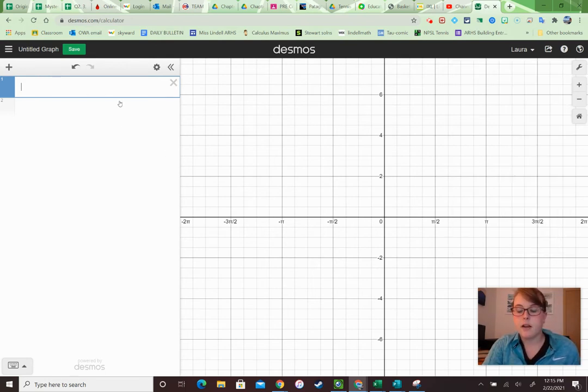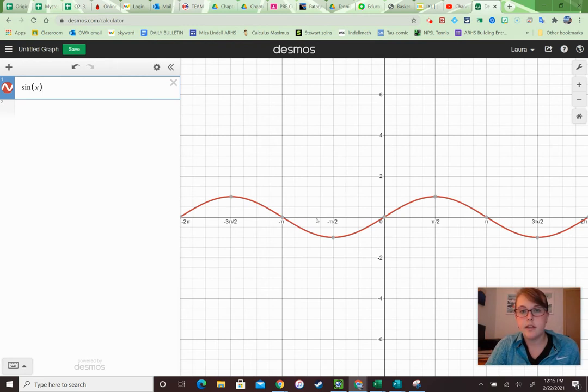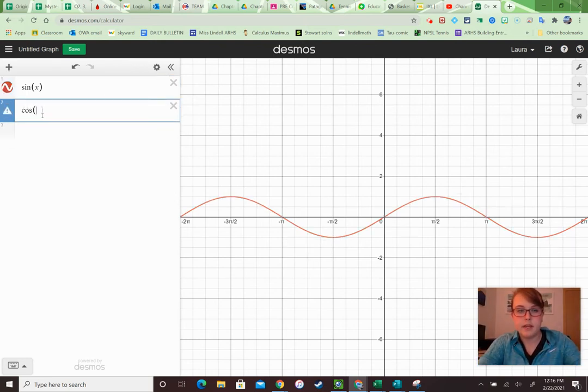Then, to graph sine, cosine, tangent, all you really have to do is type sine of x, and it graphs it for you. And you can click on these points, the peaks and the troughs and the midline where it crosses the midline, and get some values that way that you might need, like if you want to figure out the period or the amplitude and things like that. You can do the same thing with cosine.